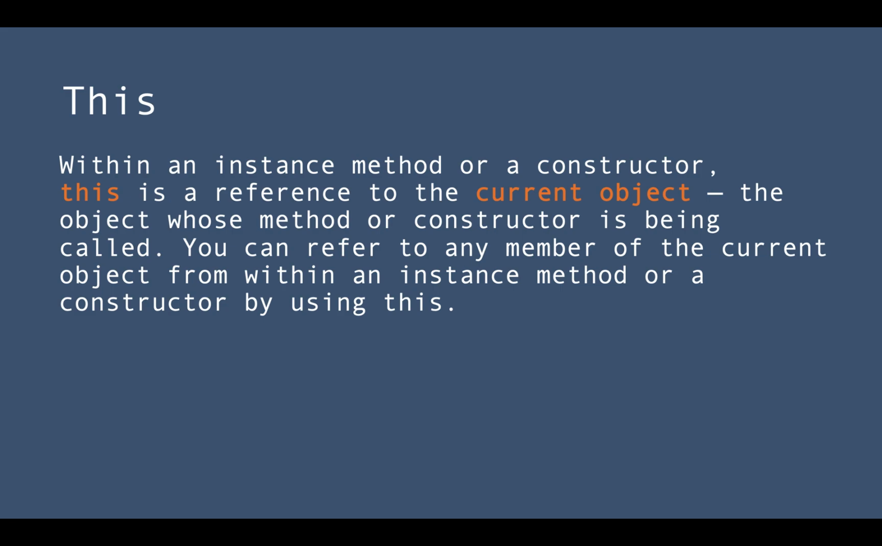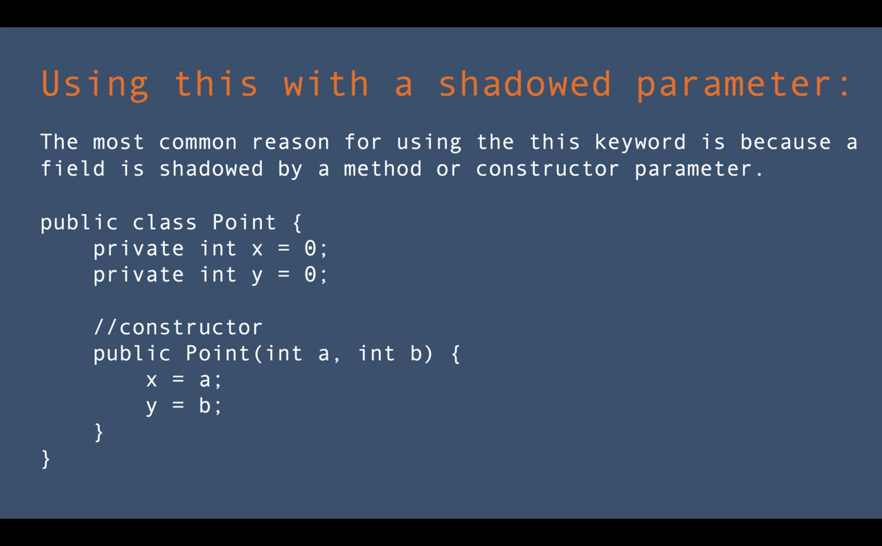Okay, so there are two ways that we can use this. The first is with shadowed parameters. This is the most common reason for using the this keyword. And a very fair question is why. In many ways, it's good to ask this question. It's almost always good to ask that question. Like, why would you want to do something?